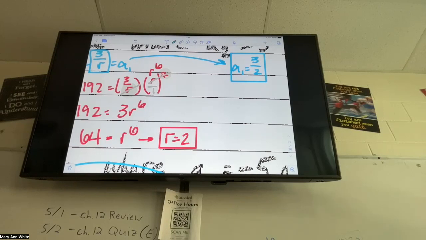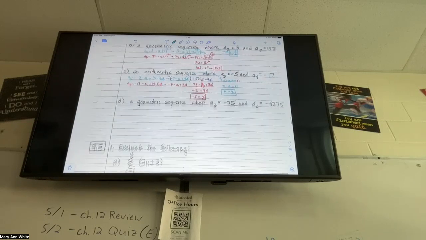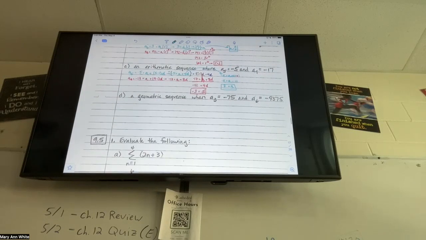I'm going to do one last one together. We're going to do letter D. Are you ready for that? Okay, let's do letter D. It says a geometric sequence when a sub 3 is equal to negative 75 and a sub 6 equals negative 375. See if you can set them up just like we've done the last three, and then we'll talk about combining them together.